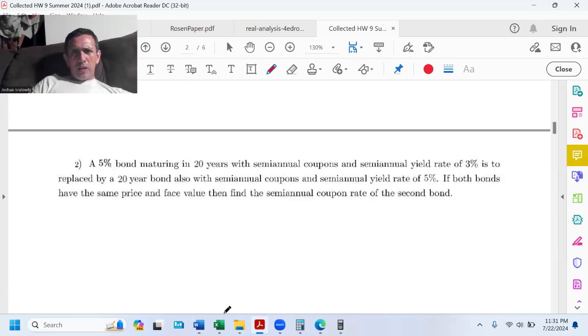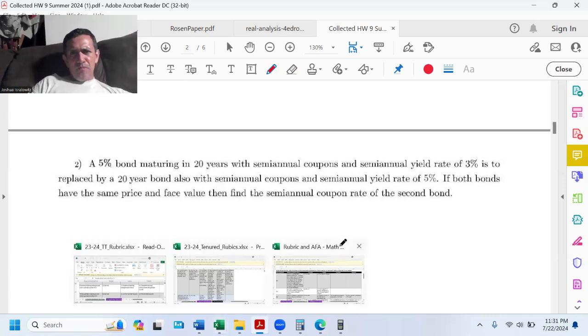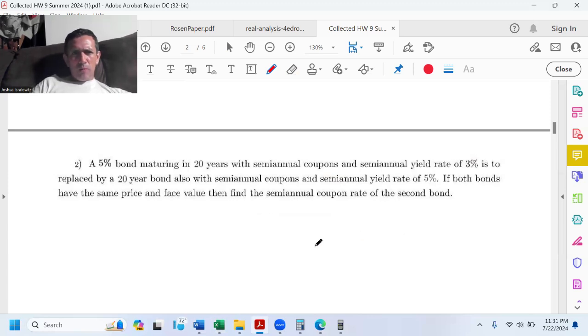Okay, problem two, you got these two bonds. Give you a bunch of information. Both have the same price and face value. Find the semi-annual coupon rate of the second bond. Unless otherwise stated, everything is nominal semi-annual with semi-annual coupons. So these are all nominal semi-annual.